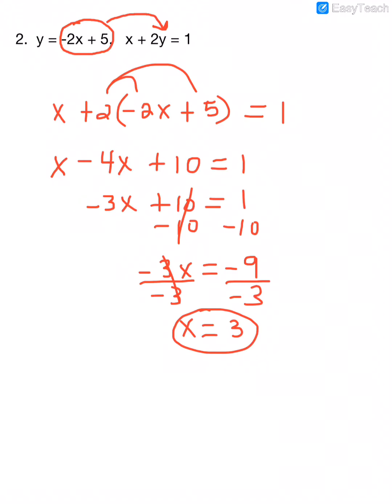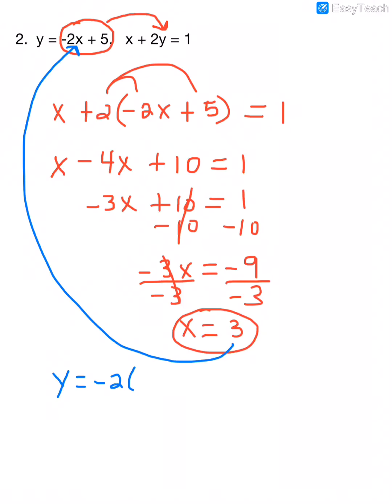So I can take 3 and I can plug it into either of the original two equations. It doesn't matter which one, you'll get the same answer in either equation that you plug it into. But since I'm looking for y and that first equation already has y by itself, I think that would be the easiest to plug it into. So when I do that, I get y equals -2, and I'm plugging in 3 for x, plus 5. Alright, so that would be -6 plus 5, which is -1. So the solution to my system is 3, -1.